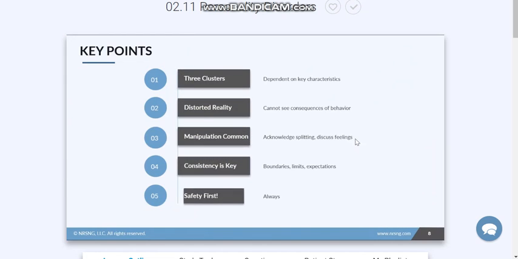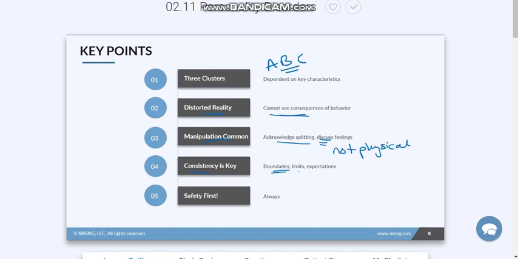So let's recap. Remember that there are 3 clusters of personality disorders, A, B, and C, depending on those key characteristics. Clients with personality disorders tend to have distorted views of reality, and they cannot see the consequences of their behaviors. And it's very common for these clients to use manipulation as a coping mechanism. So we want to acknowledge splitting when it occurs and encourage them to discuss their feelings, not to use physical expression. And then remember that consistency is key. So set those boundaries, set those limits, communicate those expectations, and hold to them. Now, this is so important. A lot of times splitting happens because some people hold to boundaries and some people don't. So it's very important as a staff that you do that as well. And then, of course, safety is always first.